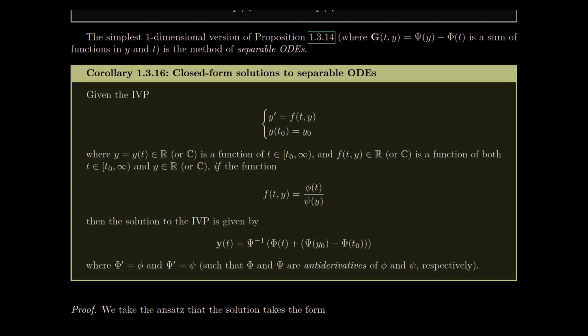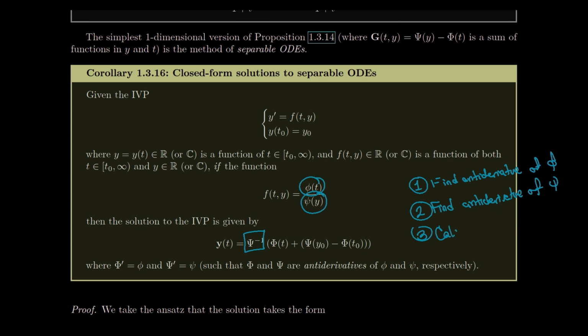And so all we need to do to solve separable problems is find an antiderivative of whatever phi is, an antiderivative of whatever psi is, and compute capital psi inverse. So there's really 3 steps: find the antiderivative of phi, find the antiderivative of psi, calculate capital psi inverse. And then you can construct everything using the formula.